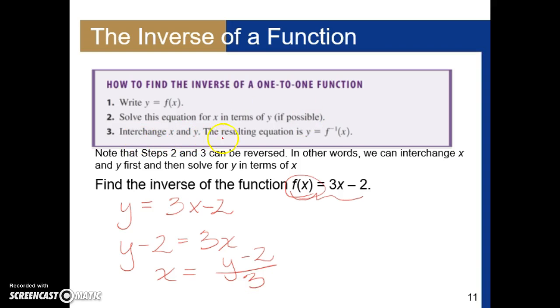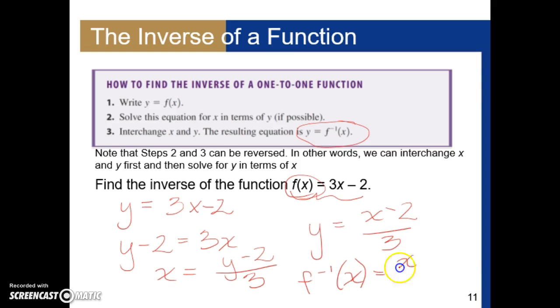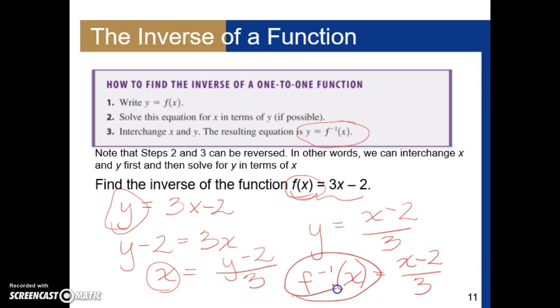And then I'm going to interchange the x and the y, and then the resulting equation will be that inverse. So if I rewrite this and interchange y's and x's, y equals (x minus 2) over 3. There is our inverse function in the original domain variable, which is x. So that's a three-step process that's not very difficult. Drop f of x, replace it with y. Solve for x and swap your x's and y's, and then drop y and put in f inverse notation.